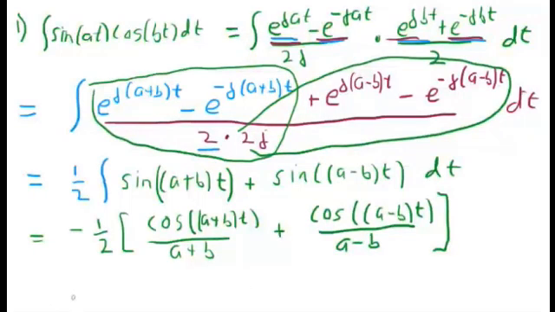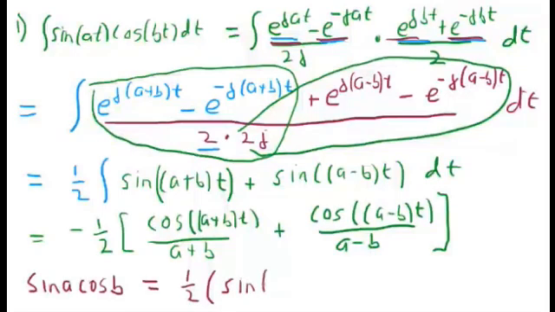To finish off, we'll note that in the process we actually learned a nice trig identity. We learned that sine of a times cosine of b, here I'll just set t equal to be 1, equals 1/2 sine of a plus b plus sine of a minus b. That in itself is a useful identity.